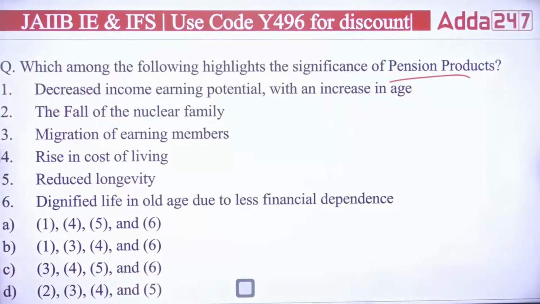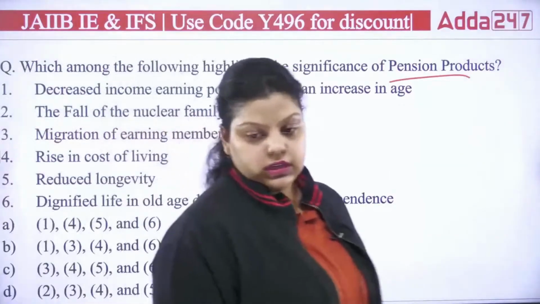Which of the following highlights the significance of pension products? First, decreased income earning potential with an increase in age; second, the fall of the nuclear family; migration of earning members; rise in cost of living; reduced longevity; dignified life in old age due to less financial dependence. So what is the significance of having a pension product? A, B, C or D? D, it is second, third, fourth and fifth.